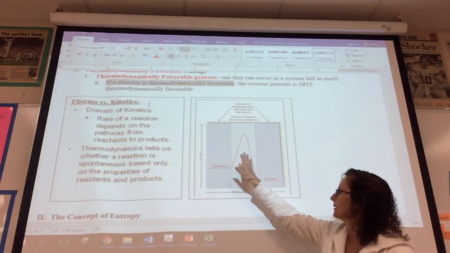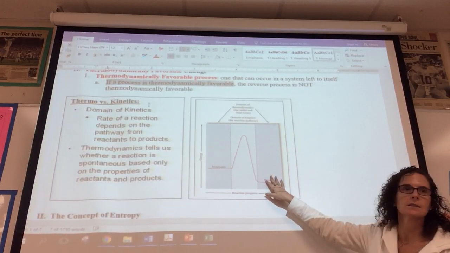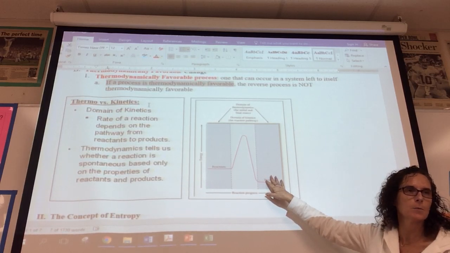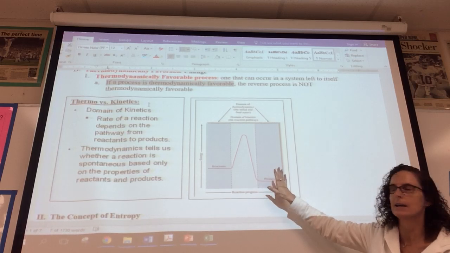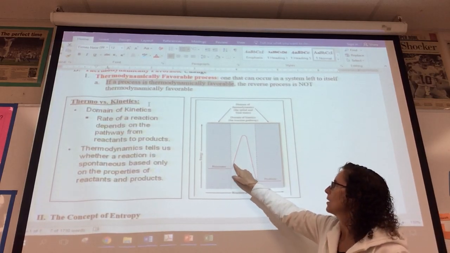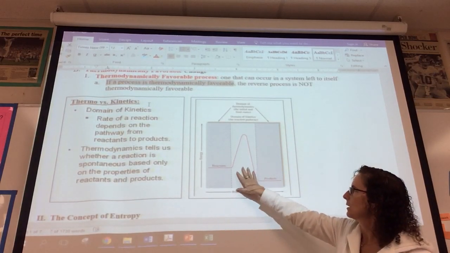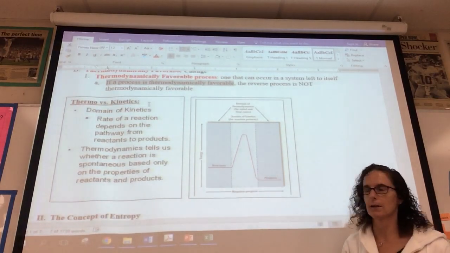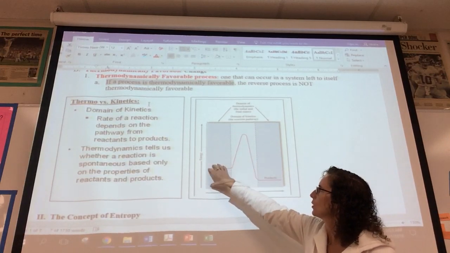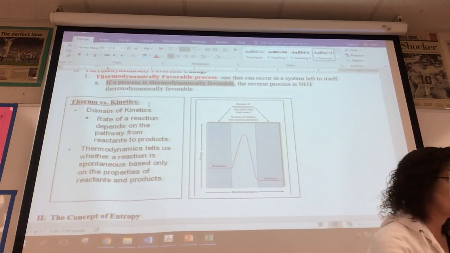Your starting point and your finishing point focus on the thermodynamics. Keep in mind that enthalpy is a state function. You will see that entropy and free energy are as well, depending only on the end and the beginning. The pathway you take is where the kinetics come in. So the kinetics region versus the thermodynamics region.